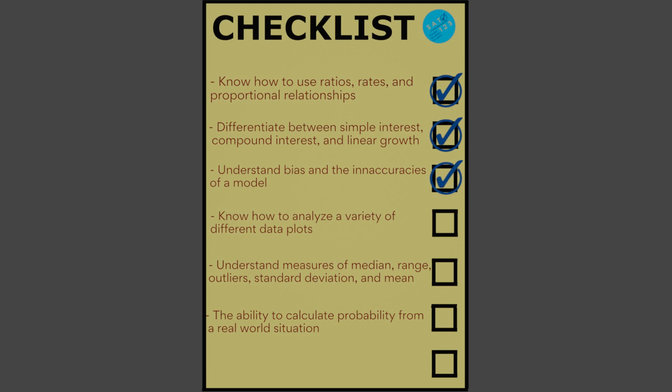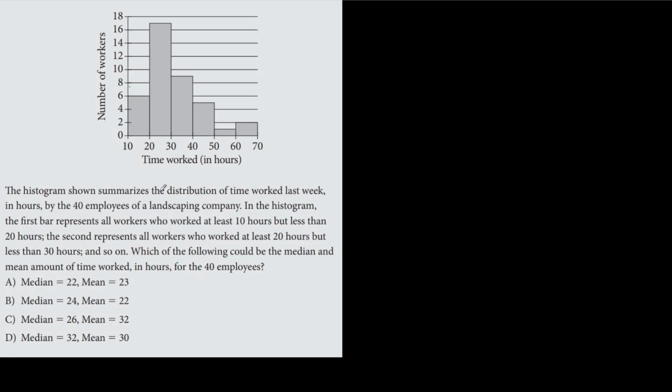So now we're going to tackle the next 2 points, knowing how to analyze a variety of different data plots and understanding measures of median, range, outliers, standard deviation, and mean. The histogram shown summarizes the distribution of time worked last week, in hours, by the 40 employees of a landscaping company. In the histogram, the first bar represents all workers who worked at least 10 hours but less than 20 hours. The second represents all workers who worked at least 20 hours but less than 30 hours, and so on.